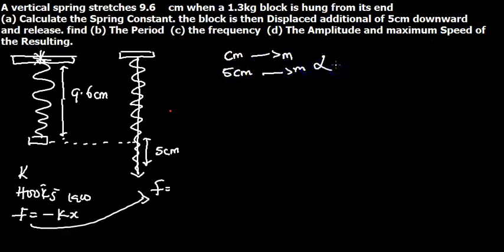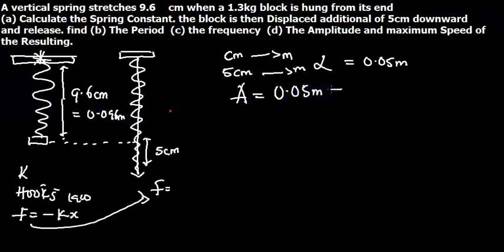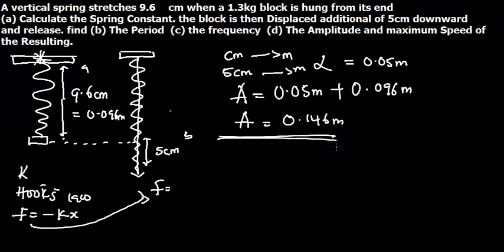We have 5 centimeter, and we need to convert that into meter. This is the same thing as saying 0.05 meter. In this case, our initial amplitude is 9.6 centimeter, which is equivalent to 0.096 in meter. Our amplitude is simply going to be the 0.05 in meter, plus the displacement of A and B, 0.096 in meter. If you add everything here, our amplitude is simply going to be 0.146 in meter, and this is it for the amplitude.